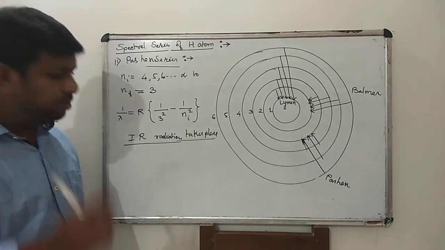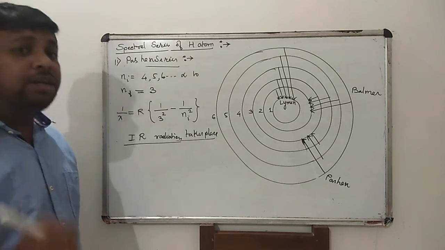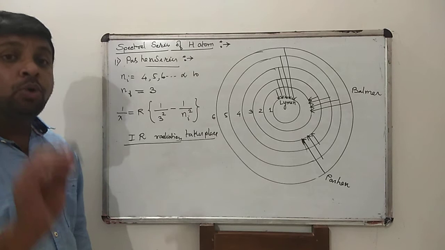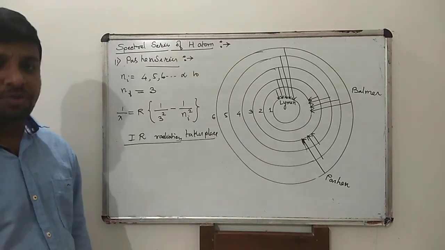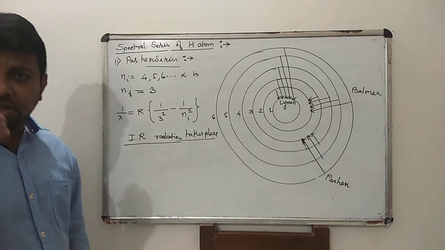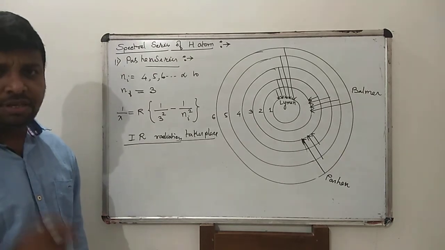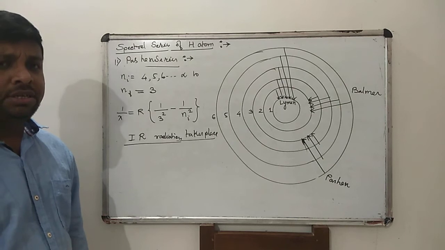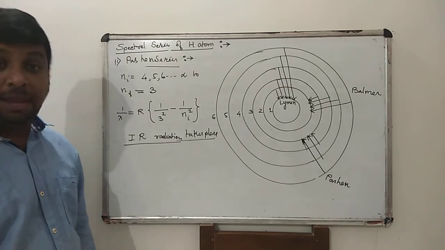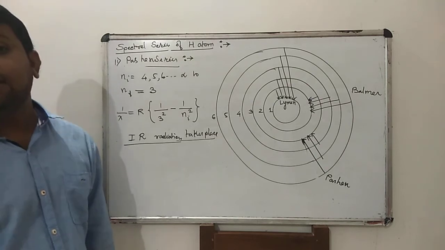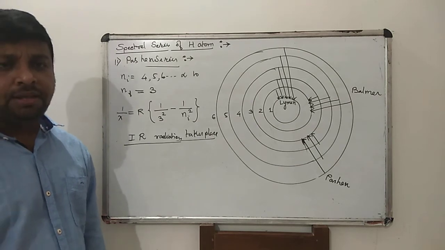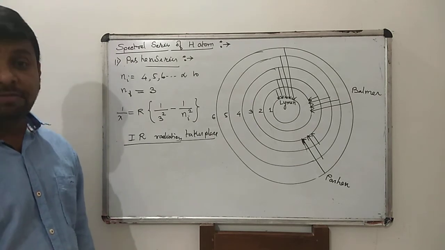Points to be remembered. The wavelength of the first transition of the Lyman series, which is the longest wavelength, is 1215 angstrom. Okay. So next, the last transition, which is the shortest wavelength of the Lyman series, is 911 angstrom. That means the Lyman series occurs between 911 to 1215 angstrom.